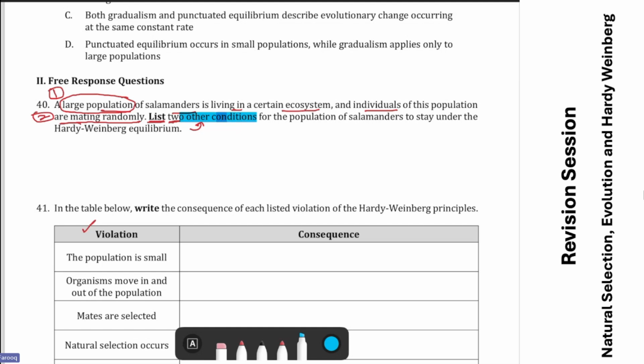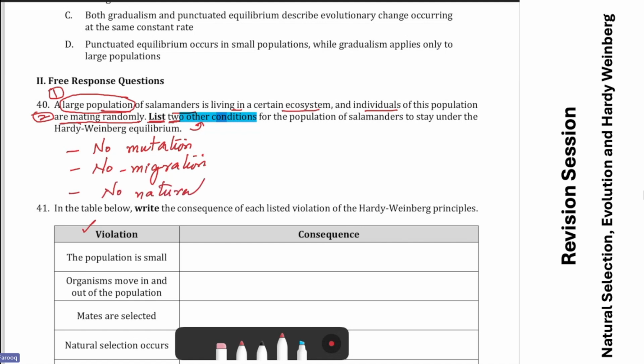Of the five principles we study, two are given to you already: a large population and random mating. Now you need to say two more out of the three. So you can say no mutation, no migration, and then you can say no natural selection. But please don't repeat the ones which are given already.